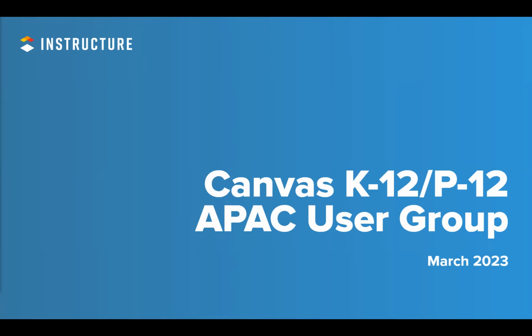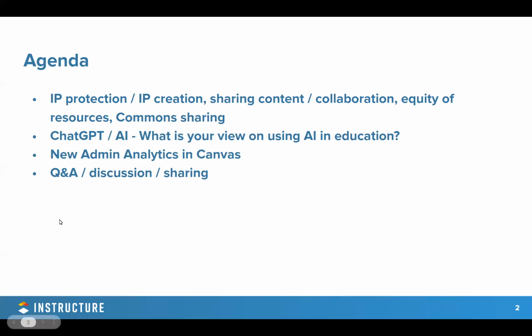So today's agenda looks like this. We wanted to have a little bit of a chat about IP protection and IP creation, how you handle that in your schools. I know there's a lot of commonality across schools as to how that actually works, but also how do you handle that in relation to collaboration and equity of resources amongst classes, and also using tools in Canvas such as Commons and even other tools such as Direct Share and being able to share item banks in your quizzes, things like that.